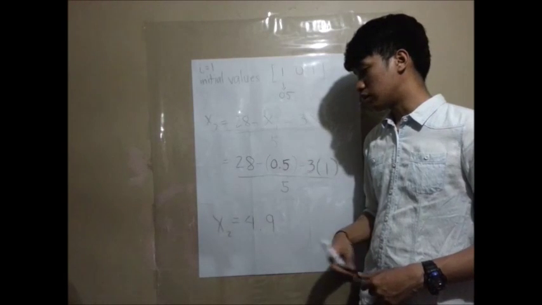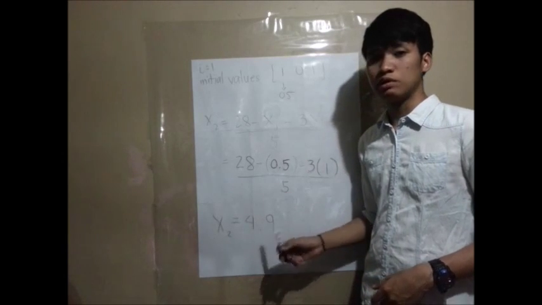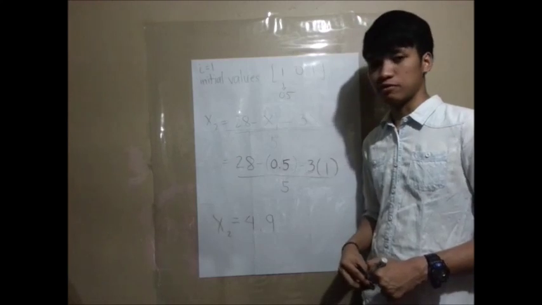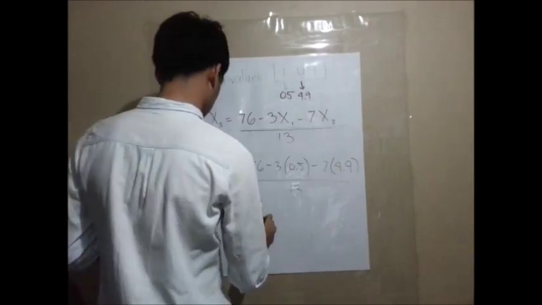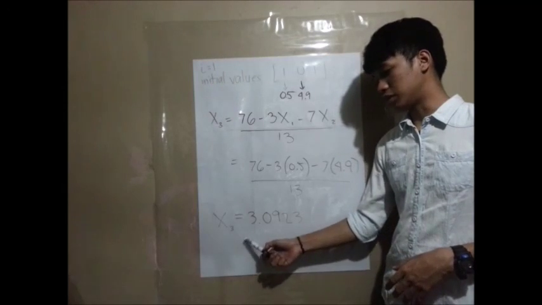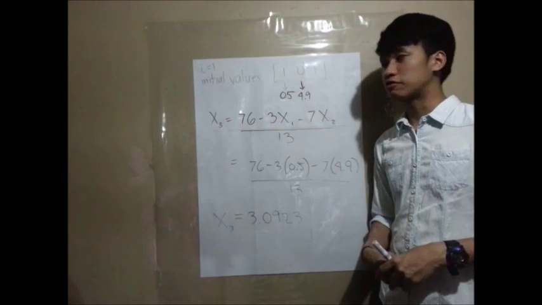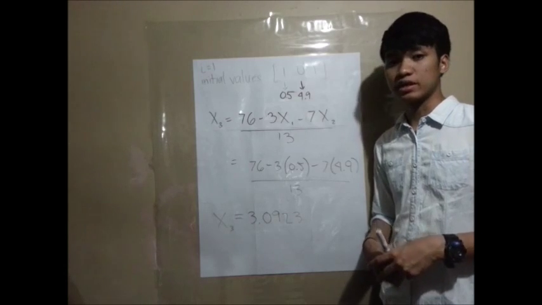Now that we found x sub 1 and x sub 2, we will use this to come up with x sub 3. We have the value of x sub 3. We have now completed the first iteration using the Gauss-Seidel method.